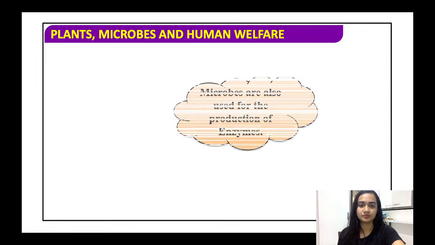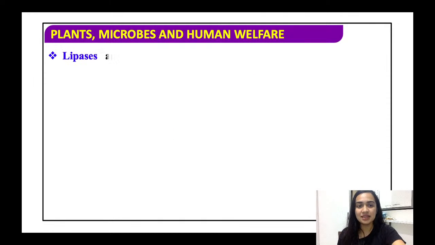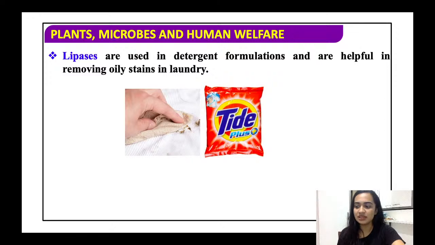ठीक है. Then, microbes are also used for production of enzymes. Enzymes are your biocatalysts. Enzymes are very very important. ठीक है. टाइड आपने जरूर देखा होगा, टाइड रिन जो भी मिलता है, तो इन सब में यूज होती है लाइपेजेस.